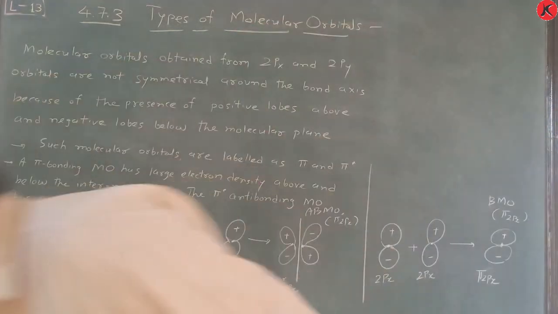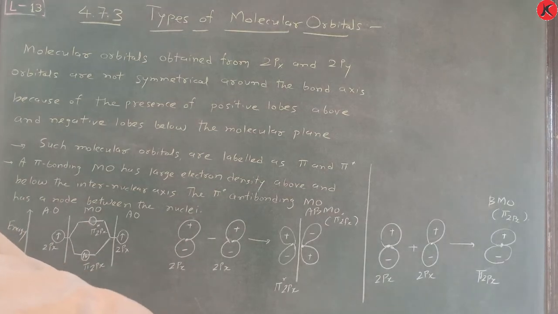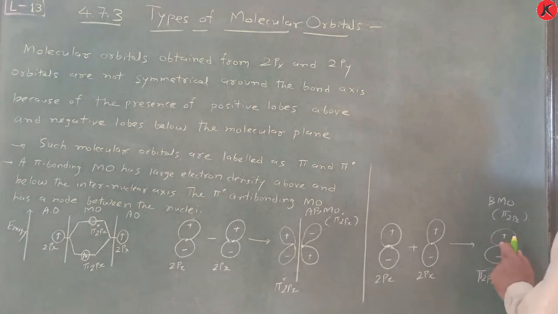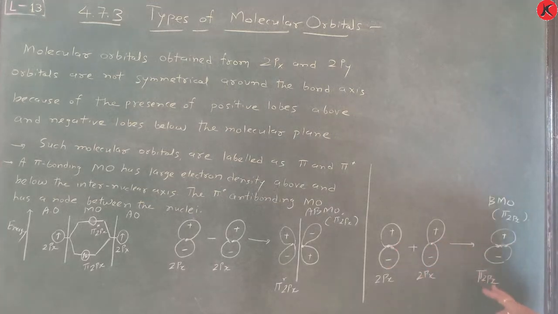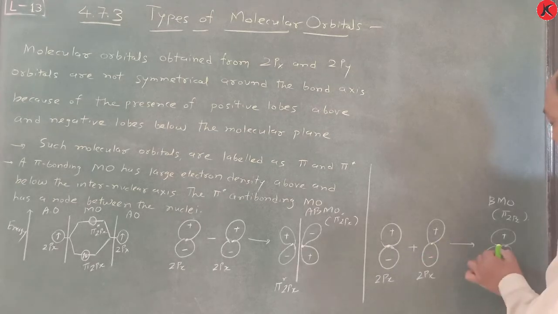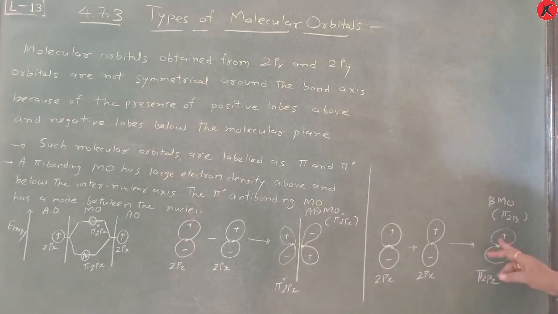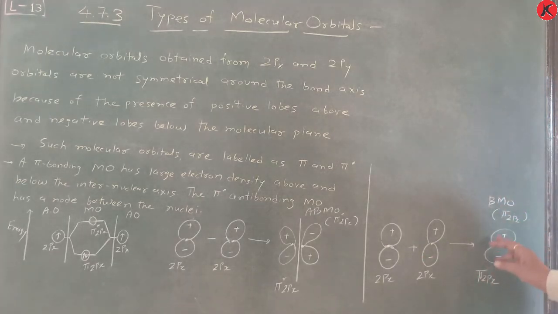Two centers are there, one here and one here. Remember, always remember, a molecular orbital always possesses two centers, or say polycentric. According to that, this is one center and this is one center. So here combination occurs, and the plus and minus lobes are arranged in this way.